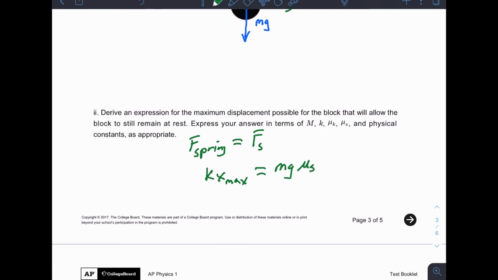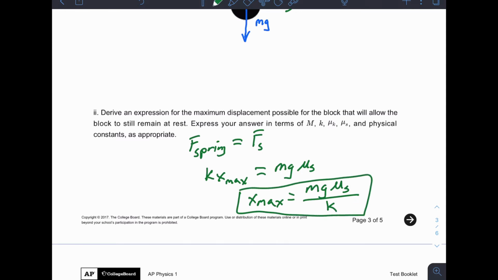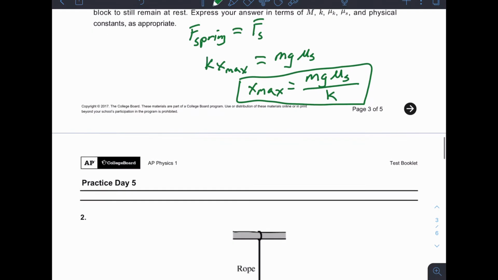So what we have to do is x equals mg mu s over the spring constant. And that would tell us how far it can be displaced before the static friction force is overcome by the force of the spring. So there is where we have to make sure we understand the forces acting on that block.